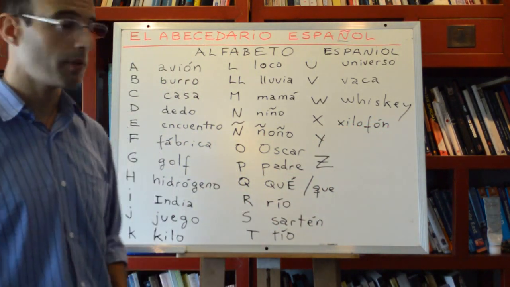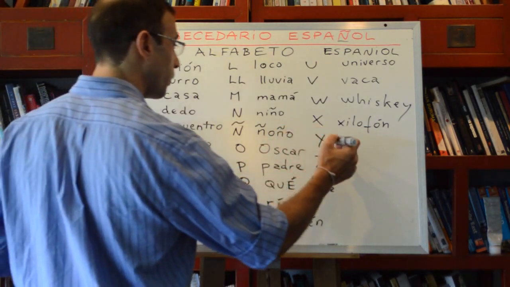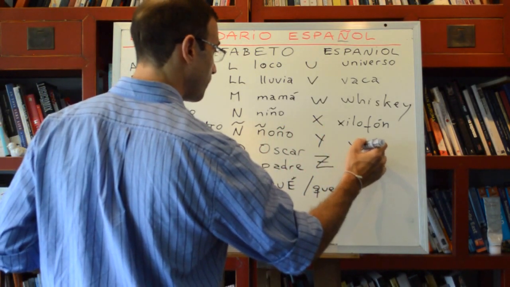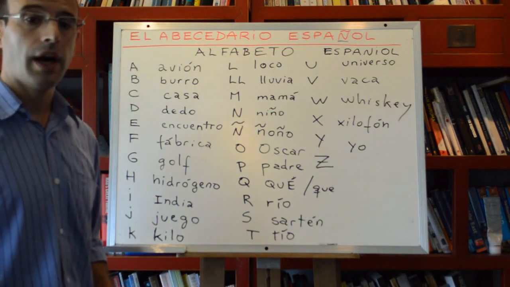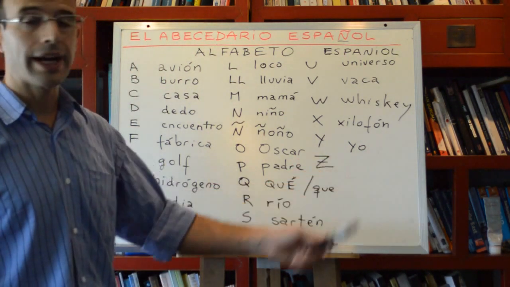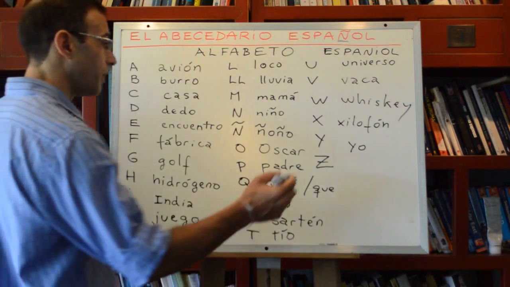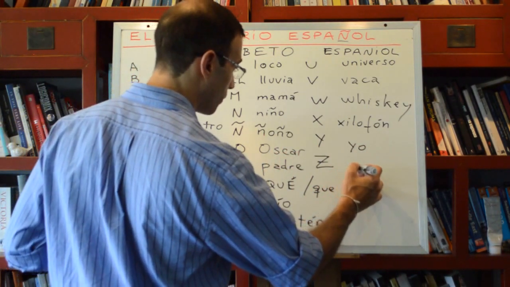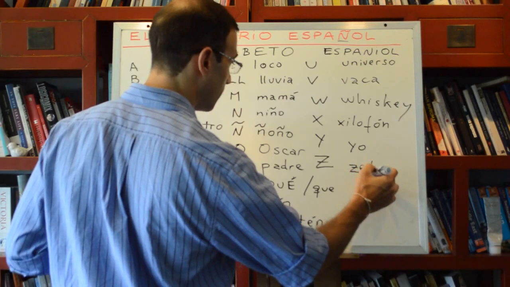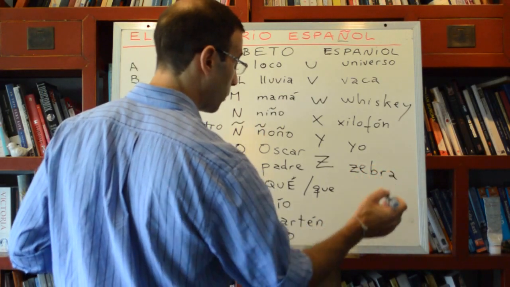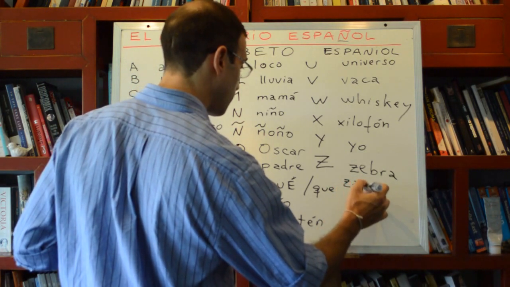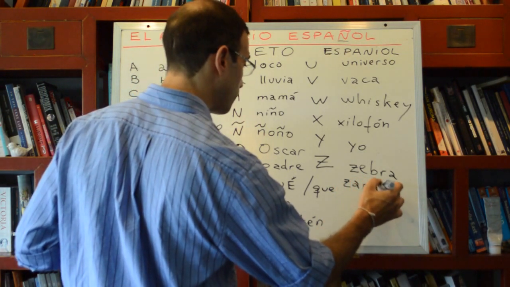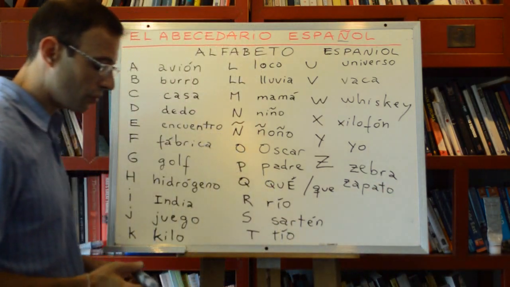Ting, ting, ting, ting, ting. Okay? With Y, yo. Yo is the pronoun I. I go home. Yo voy a casa. With Z, of course, zebra. Okay? But I was also thinking of zapato, for shoe. This is shoe, zapato.